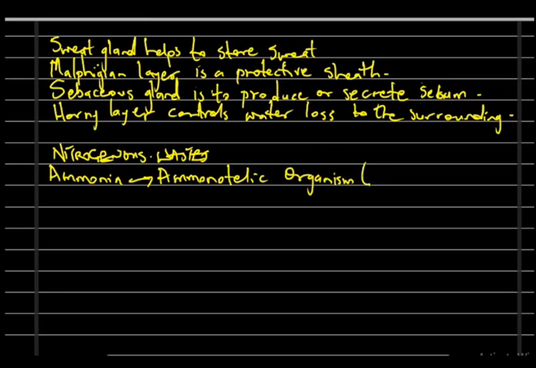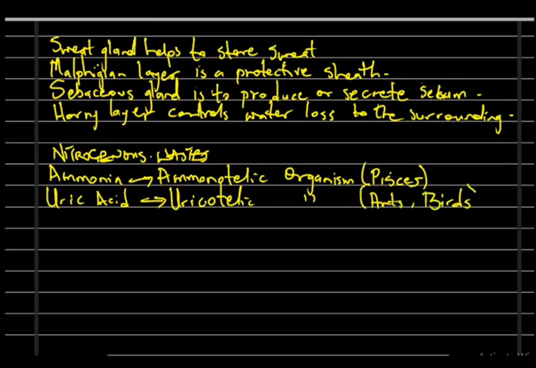Example is where we have the Pisces. We have the Pisces in this group here. They are called ammonotelic organisms. We have the second set of organisms that excrete theirs in form of uric acid. Those ones are called the uricotelic organisms. Example, we have the ants, we have the birds.